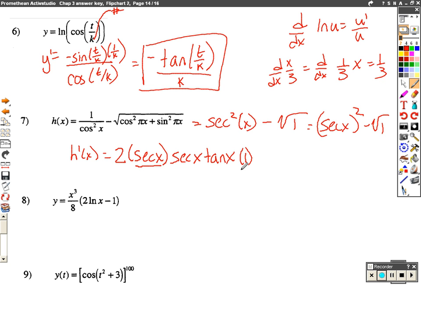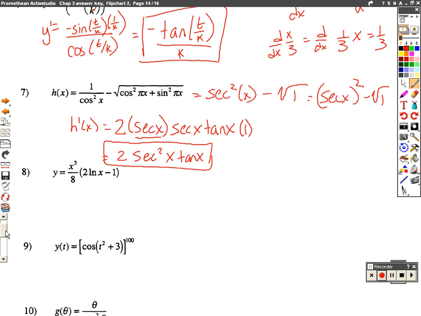The derivative of the negative root 1 is just 0 because it's constant. So if we wanted to clean this up a little bit, you can think of it as we've got a secant, so we have secant squared of x, and we've got tan of x. And that would be the answer there.